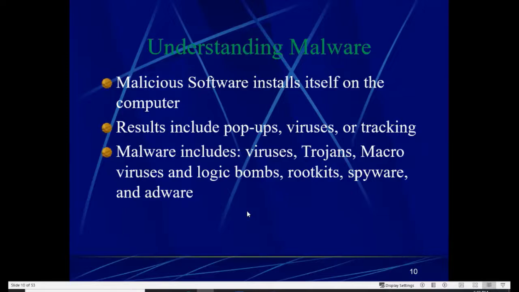And now talking about malware, and again, malware is malicious software that installs itself on a computer. There are different ways of getting it. Sometimes you could get it by clicking on links and things like that, visiting a random, suspicious site. Some of the results could include pop-ups, viruses, or even tracking. Tracking is like spyware, which is a program that actually records your actions, what you do, what you type, what sites you visit, and so on and so forth. So malware includes viruses, Trojans, macro viruses, logic bombs, rootkits, spyware, and adware. There's a lot more to it, ransomware, but we're not going to go through each one of these. It's just to give you an idea.